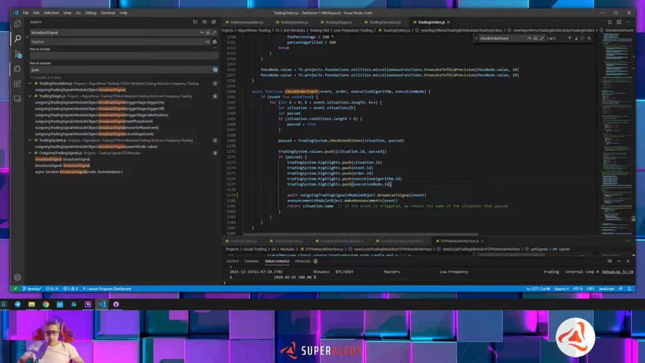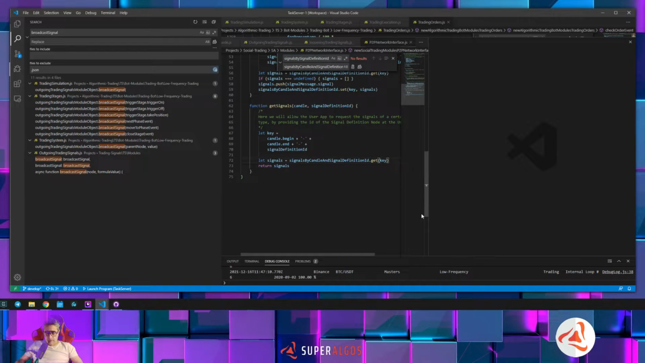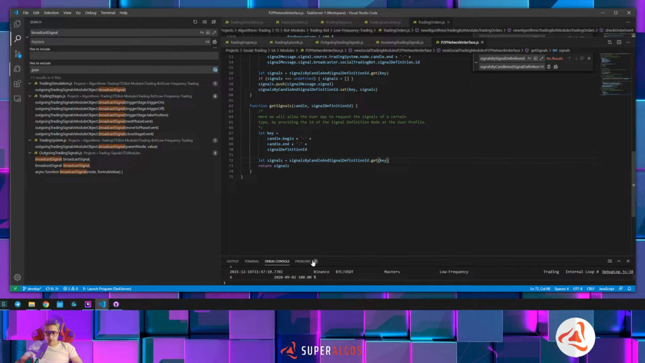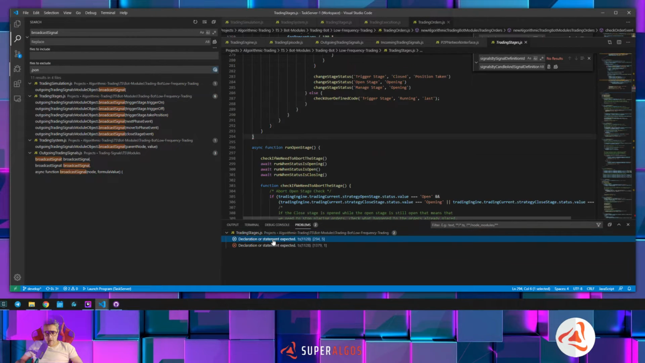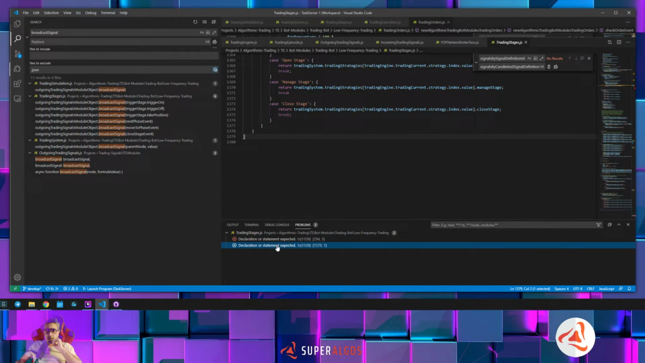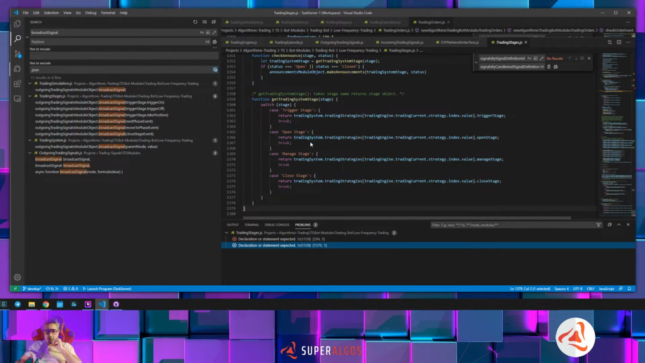Okay, so it looks like we reach a point where we have certain confidence that the next test should work. Let me check this. There seems to be a few problems here. Oops. Where are we? Trading stages.